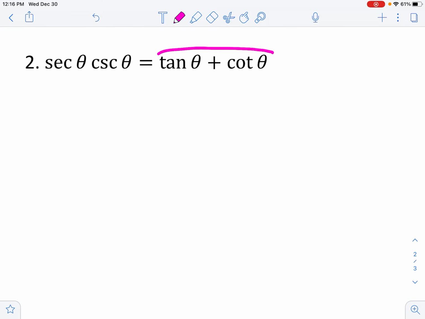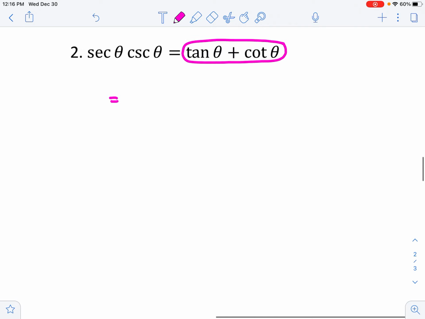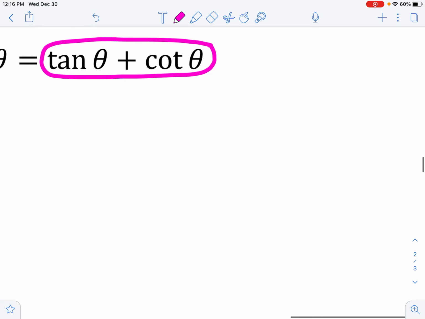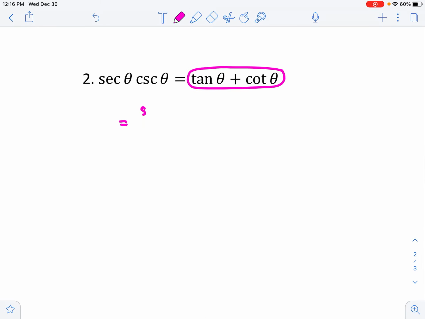So we already discussed this, but this is the more complicated side. Why? Because addition's more complicated than multiplication. So I'm going to start by putting an equal sign right here. Now I just moved it over just so I can have more room. Okay, and I'm not going to look at that other side over there. All right, so what can I do here? And I say, oh, well, I can change tangent to sine over cosine, plus, and don't forget your thetas. And then I look at cotangent and I say I can change that to cosine over sine.